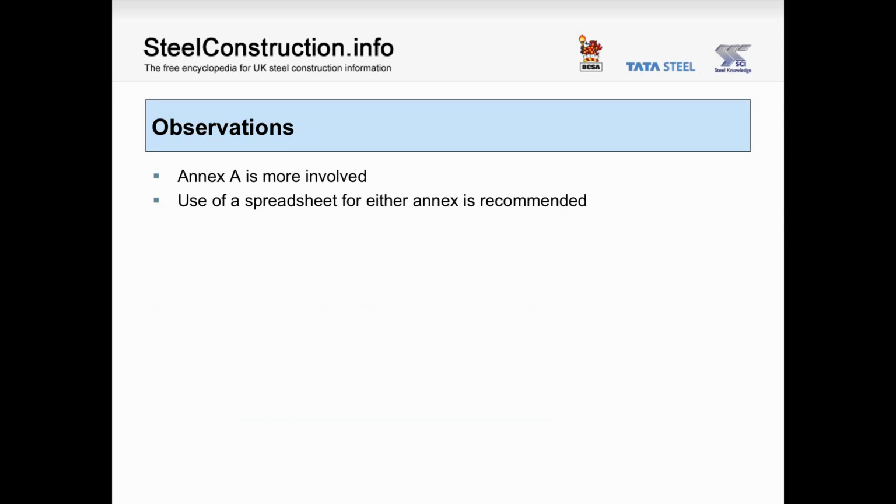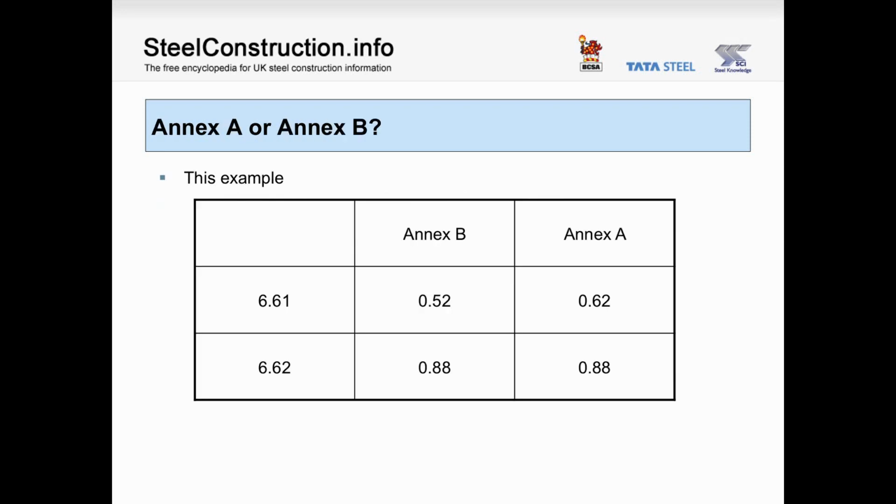We have used the coefficients extracted from Annex B because they are more straightforward than those that we extract from Annex A. If you're going to use either, I recommend that you put them into a spreadsheet. If we compare and contrast the results from Annex A and Annex B, you'll notice that according to expression 662, the utilisations are the same, but according to expression 661, the utilisations are quite different. It is not uncommon to find that the utilisation ratios are quite different between Annex B and Annex A, so don't be surprised by that.